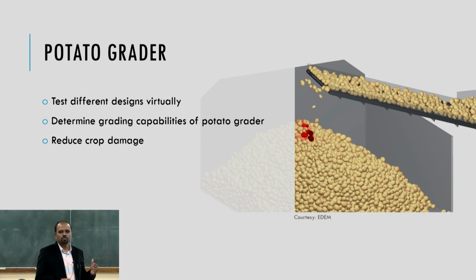Then this is the case of the potato grader. To see the damage in the grader, there is a conveyor, it is falling on the bottom of the bin, right. And in some cases it is used to fix the height of this conveyor.